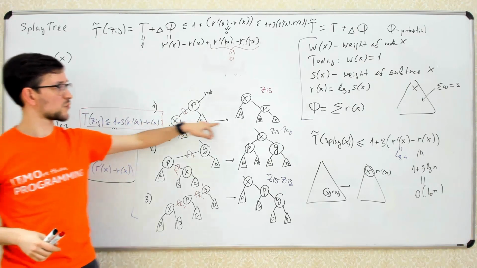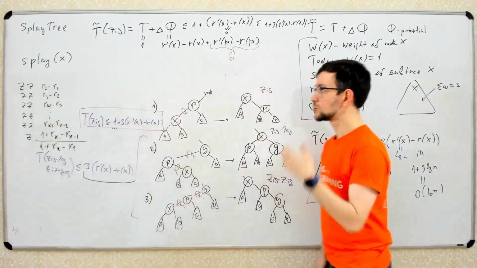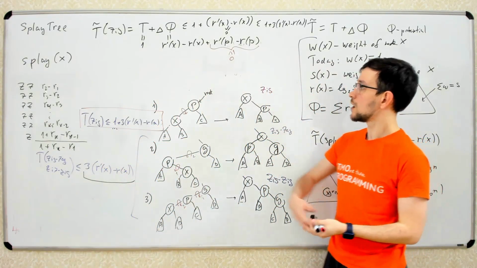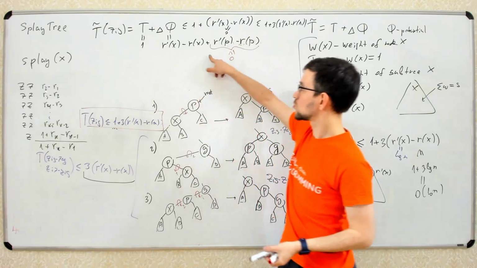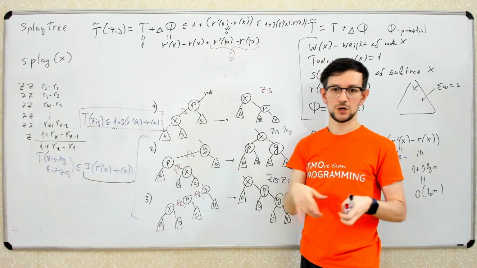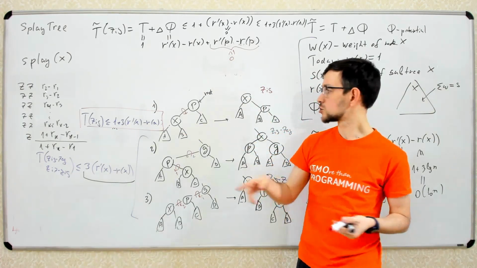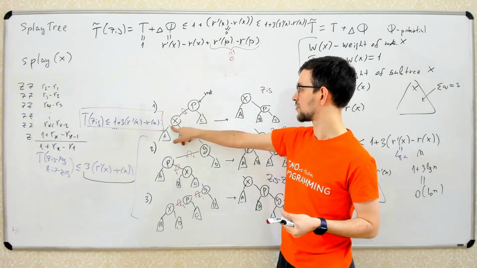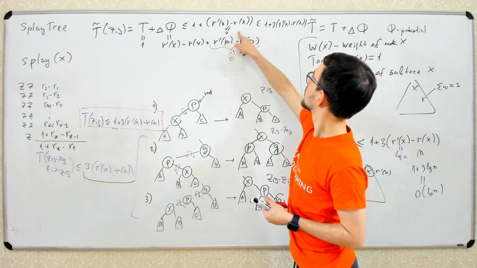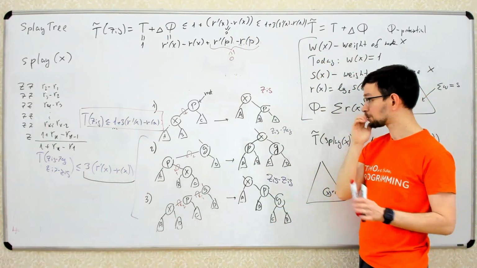So for this one Zig operation, again, how do you calculate the time complexity? You see what is the real time of this operation and what is the change of potential. Real time is just 1. And change of potential is this. So you have this node and this node. For this, the rank has changed. For all other nodes, the rank has not changed. So you look at the change of rank of this node X and change of rank of this node P. Calculate this. This is negative. Here we have this. It's very simple.